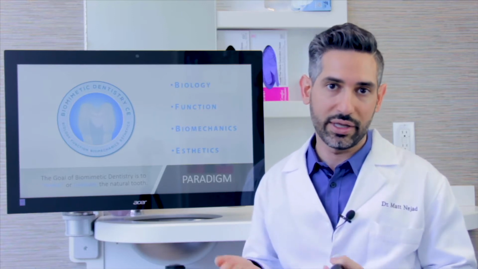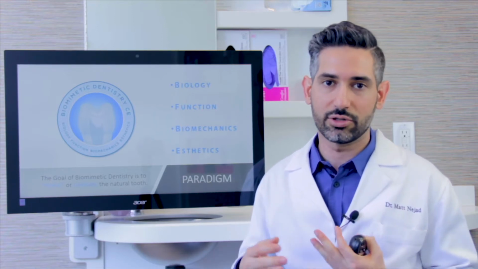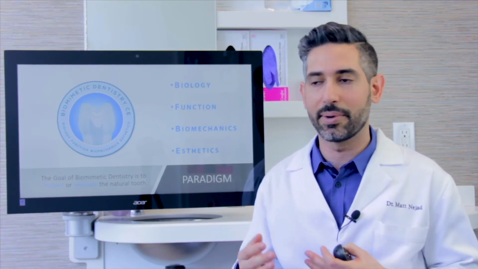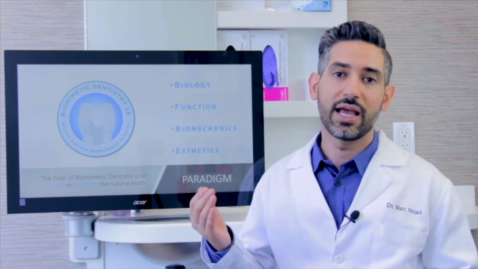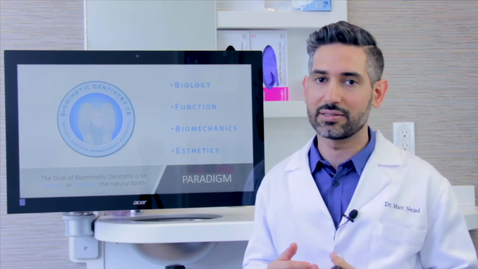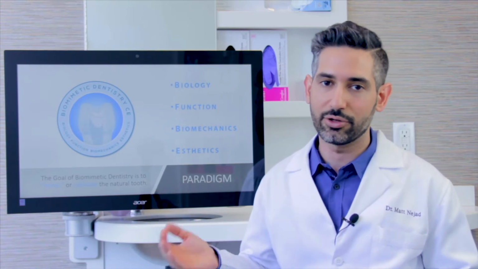Biomechanics, which has to do with how stresses are distributed through the teeth during different motions and clenching and grinding and biting. And then aesthetics, which is how the tooth looks. That combination of things is what biomimetics is about, and it's trying to replicate your tooth.